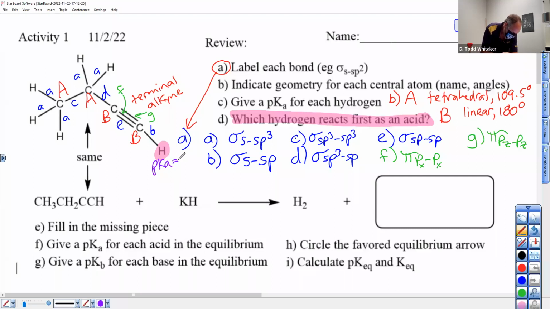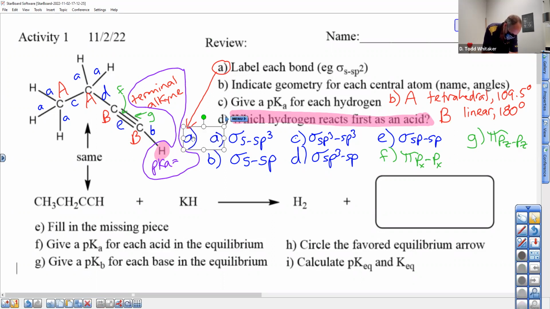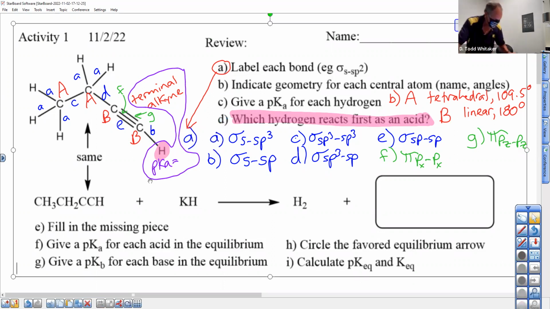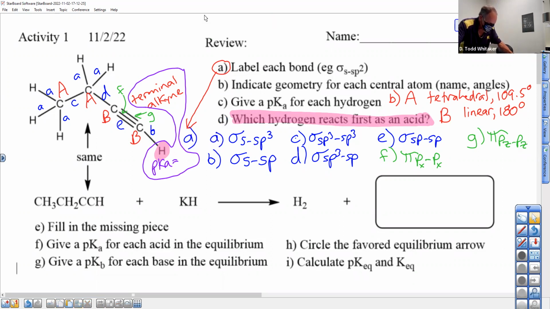pKa for a terminal alkyne, basically. Now my part A is in the way. There we go. What's the pKa for that alkyne H? No, that's an alkene. 25.